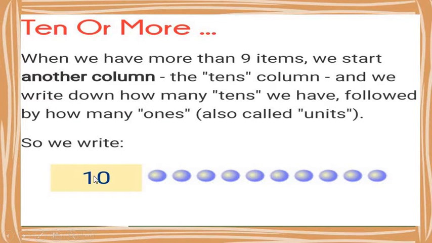So we write 1, 0, 10. Look, here we have two numbers. So 0 stands at the ones or units place and 1 stands for the tens place. 1 stands for the tens place and 0 stands for the ones place.